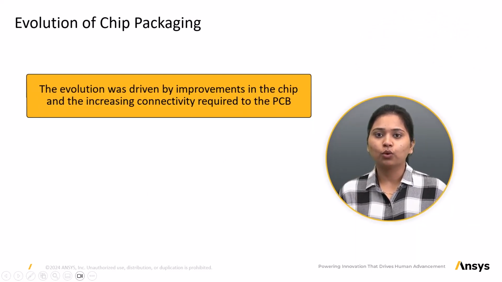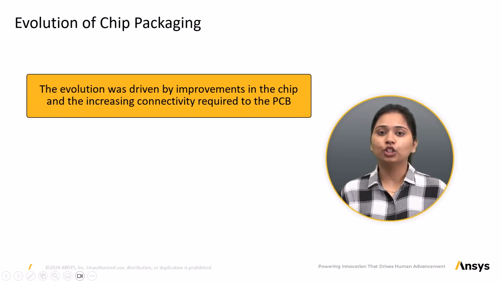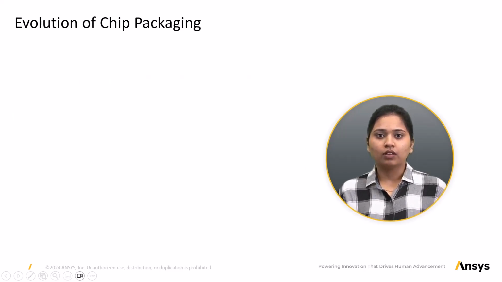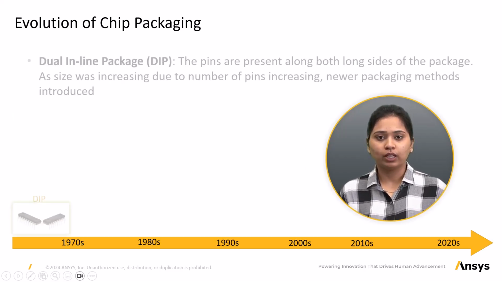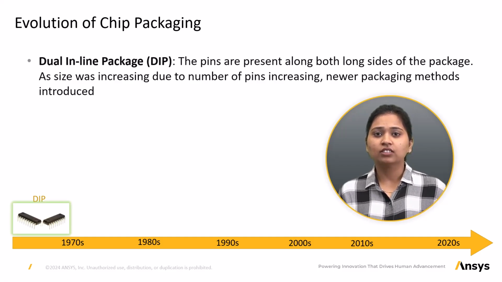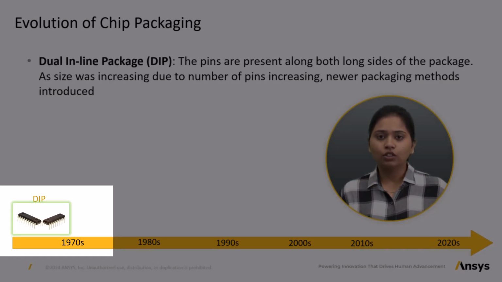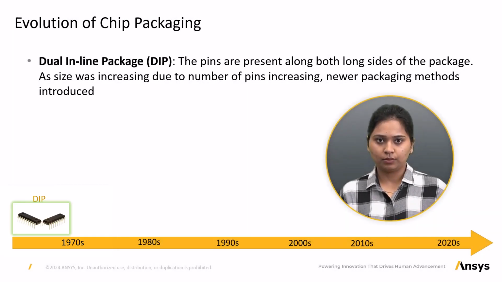The evolution was driven by improvements in the chip and the increasing connectivity required to the PCB or the external world. The earliest form of commercially available chips were packaged as dual inline packages. These types of packages were designed in a rectangular shape with the input-output and power pins placed along the long side of the package. This type of packaging was done during the early 1970s.